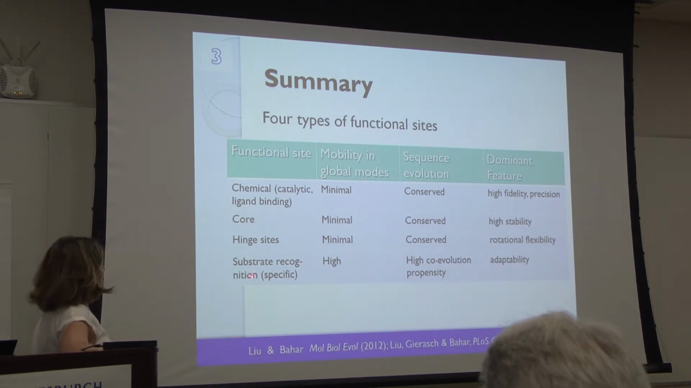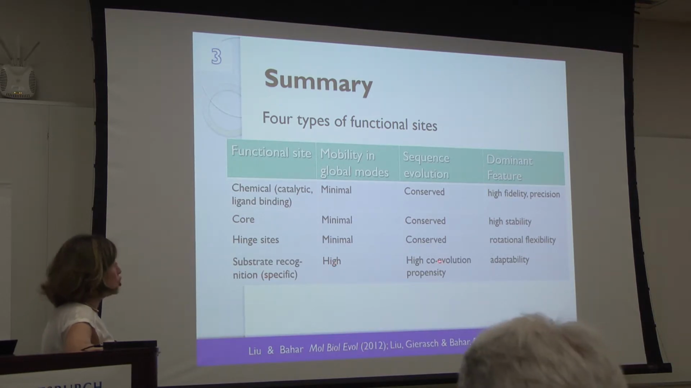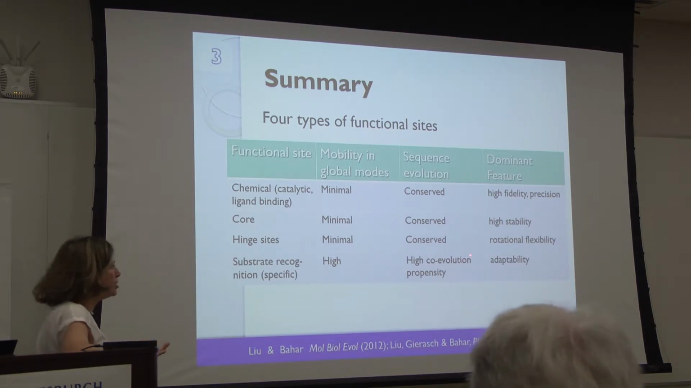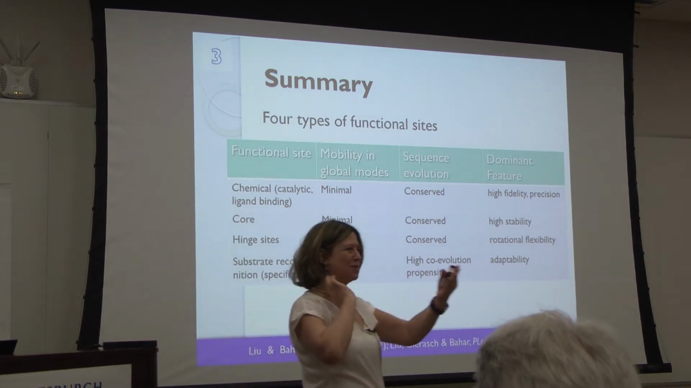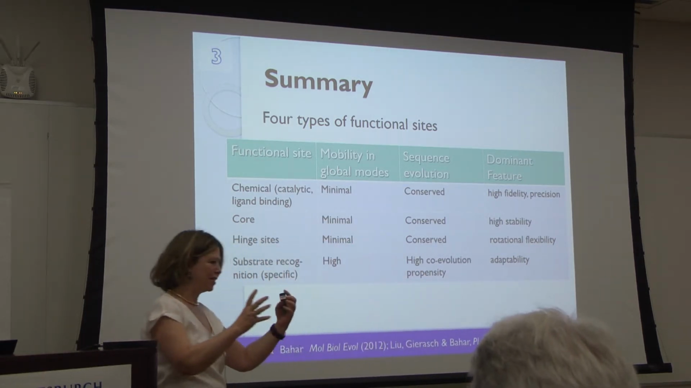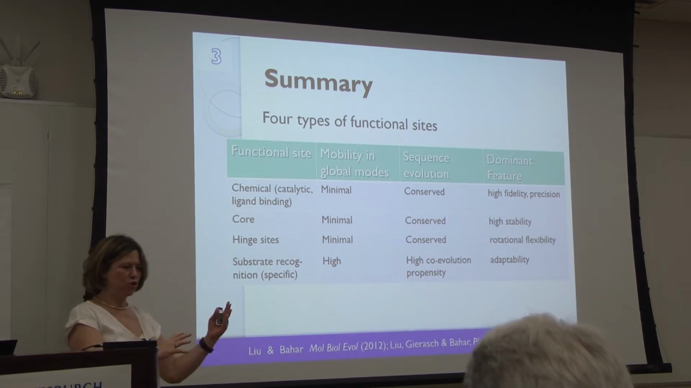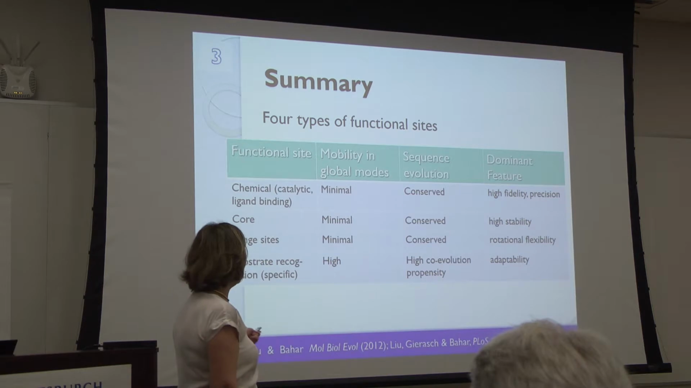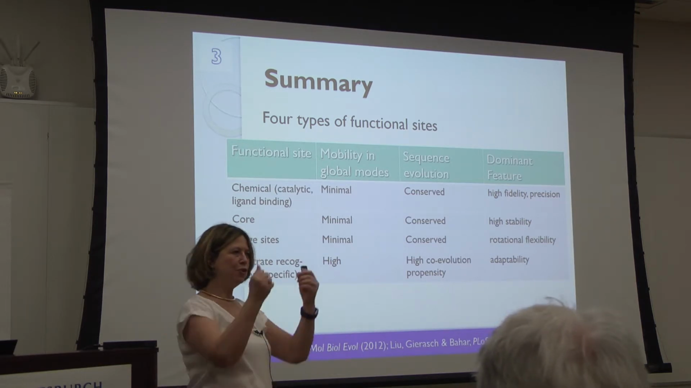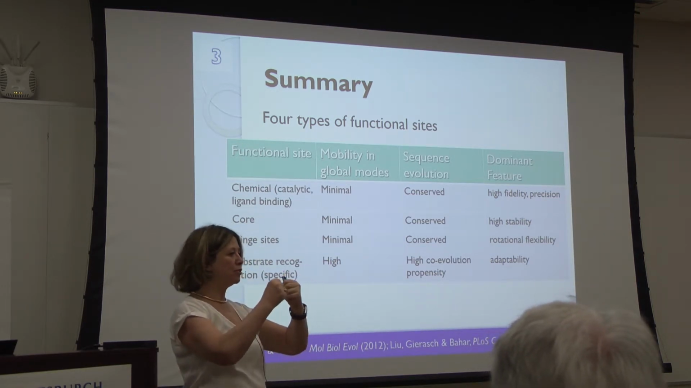And this is the opposite case. Substrate recognition sites have high mobility, and they show high coevolution propensities, high signals with respect to their near neighbors. More importantly, this is something we are in the process of finalizing, but others have also shown that this is a very useful metric for finding protein-protein interactions.